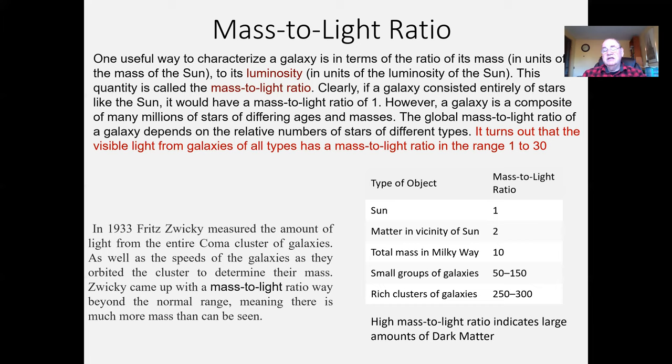And we'll see why we can see the mass that's not seen, why we can calculate the mass that is not seen. But there's a tremendous amount more mass in these rich galaxies than there is light coming out from the mass that we can see.